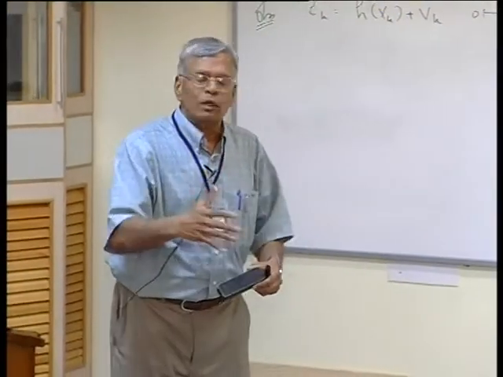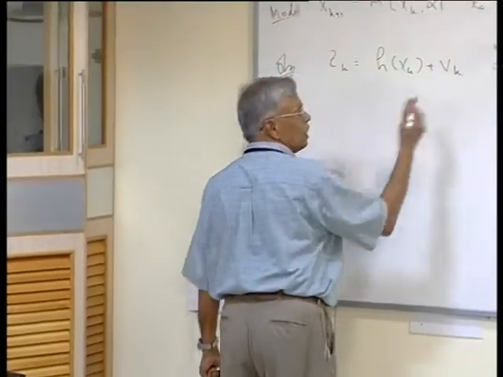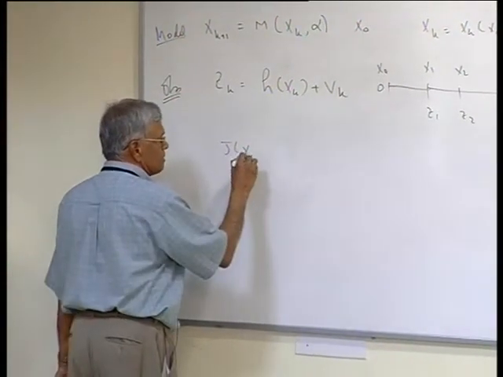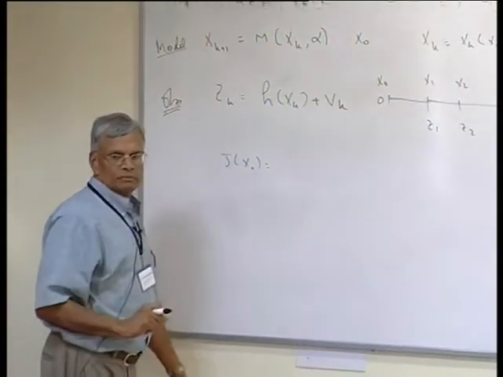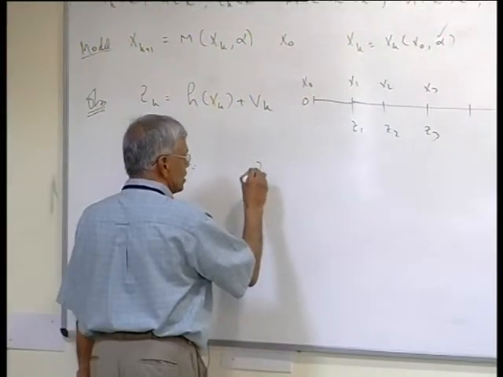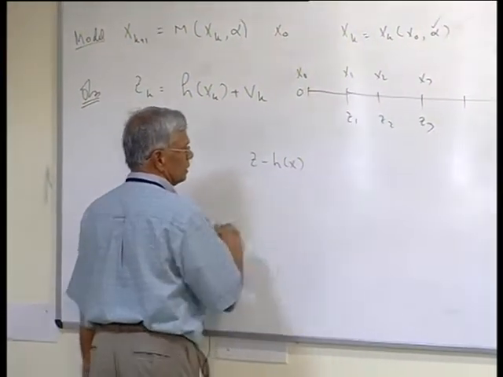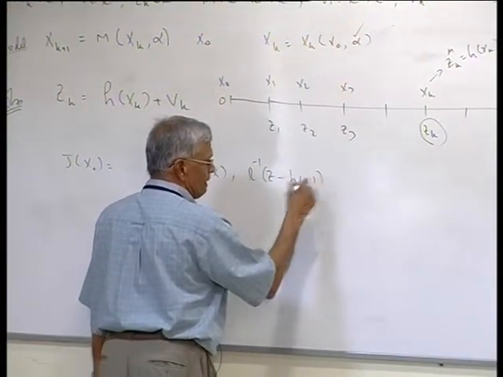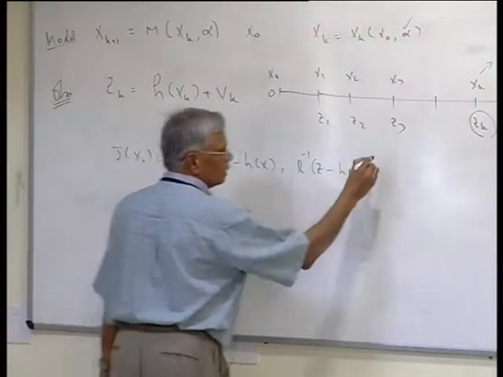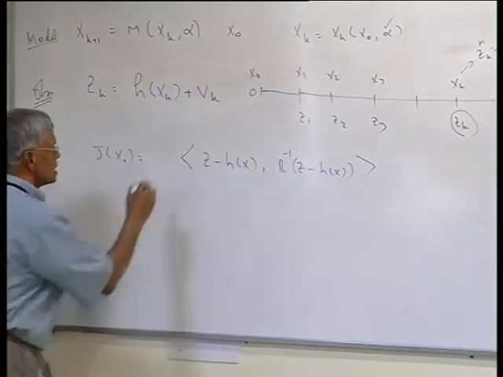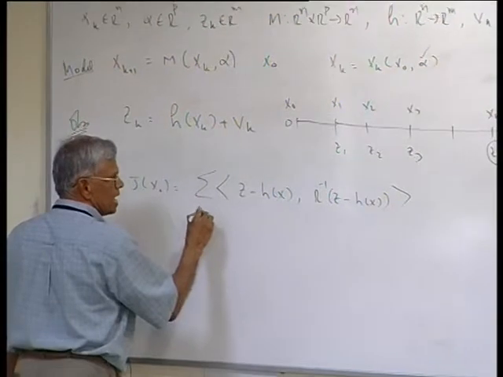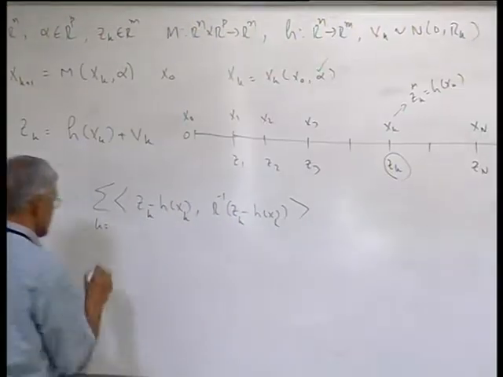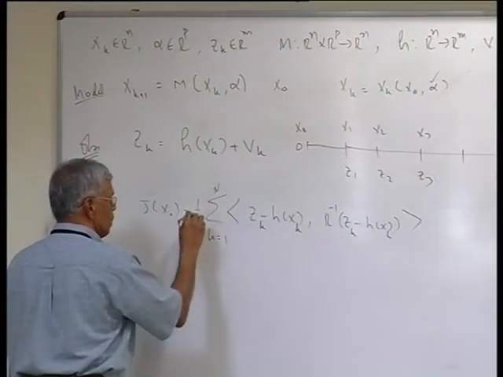So I could state the problem: find, so how am I going to do that? I have to concoct a criterion function. And how am I going to do that? (z minus h of x) transpose R inverse (z minus h of x), summation over k equals 1 to n, times 1/2 of that.